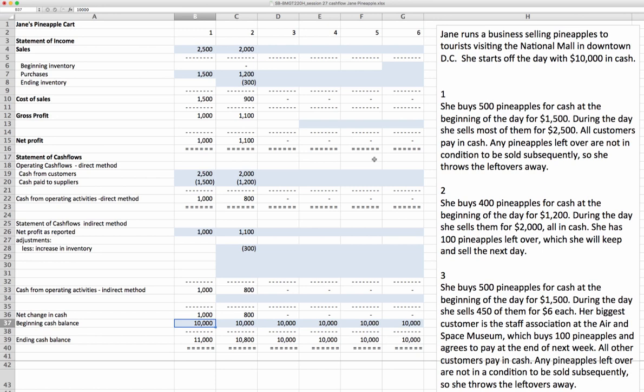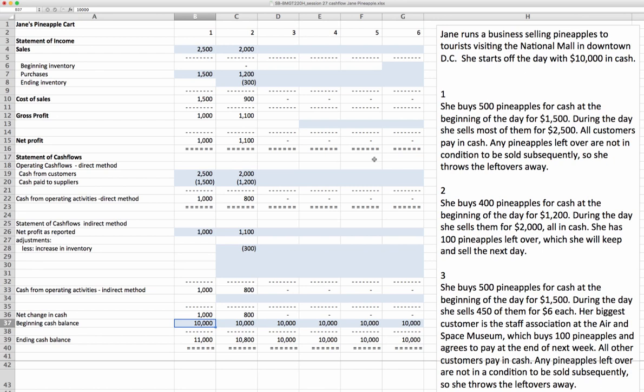In the third example, again, this is not day 3, this is a completely different first day of trading. On the first day of trading in case 3, she buys 500 pineapples for cash at the beginning of the day for $1,500, and during the day she sells 450 of them for $6 each, which is great. And her biggest customer is a staff association at the Air and Space Museum, which buys 100 pineapples and agrees to pay at the end of next week. All other customers pay in cash, and any pineapples left over are not in a condition to be sold subsequently, and so she throws the leftovers away.